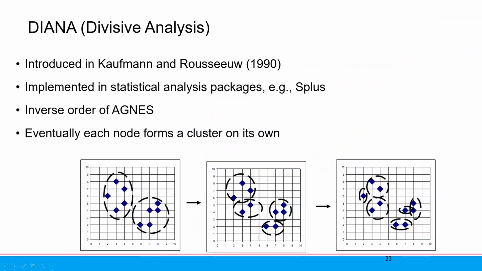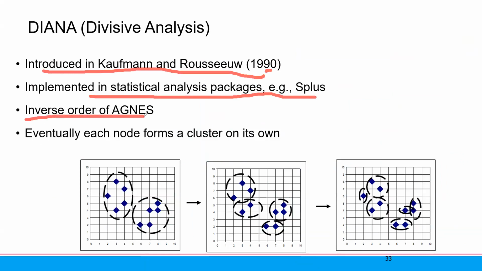Diana means divisive analysis. It was introduced by the same people, Kaufman and Rousseau, in 1990, and it has been implemented in the statistical analysis package S-Plus, and now we know it as R. It is the inverse order of Agnes.